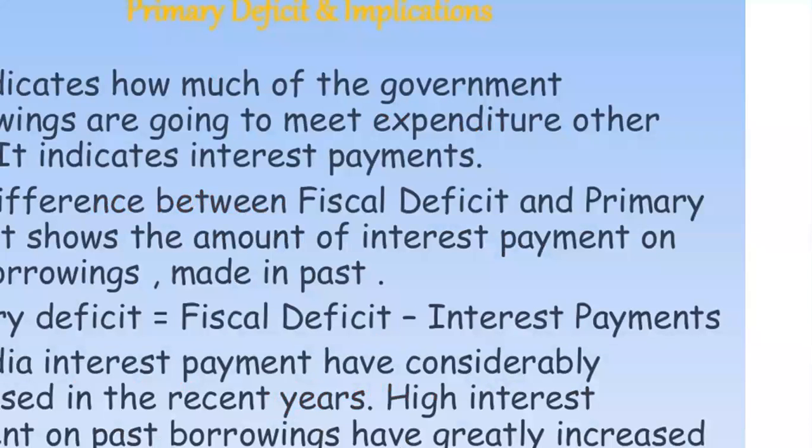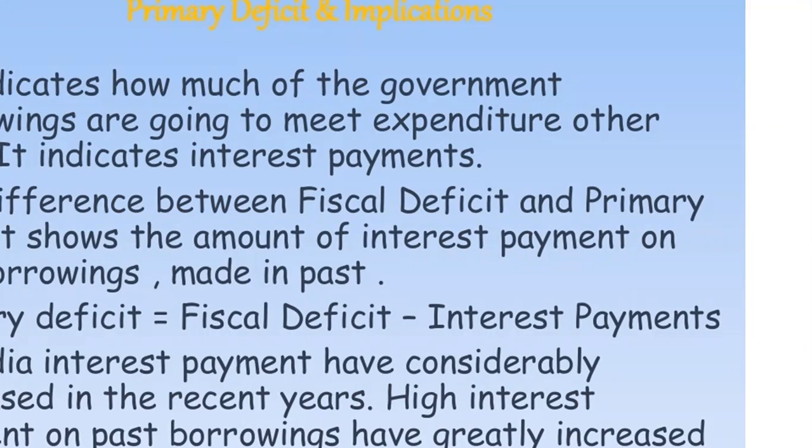Next is primary deficit. Primary deficit refers to the difference between the fiscal deficit in the current year and the interest payments on previous borrowings. So its formula is: primary deficit equals fiscal deficit minus interest payments.